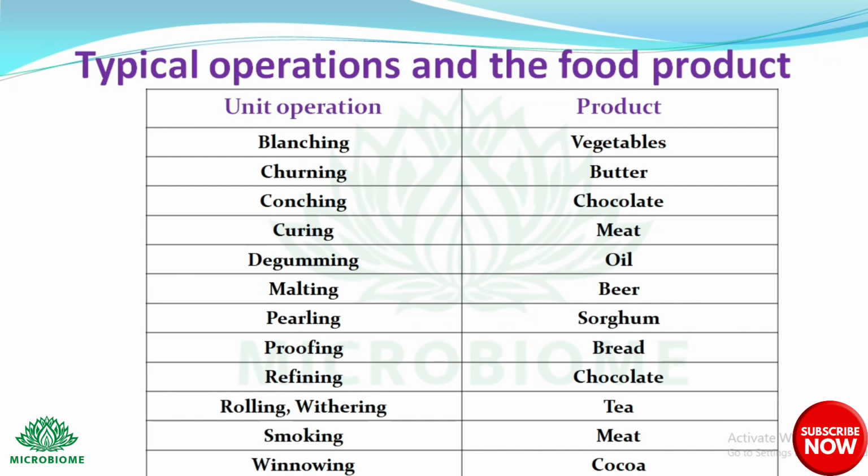Next, typical operations and the food product. Blanching is done in vegetable, churning in butter, conching in chocolate, curing is done in meat, degumming in oil, malting in beer, pearling in sorghum, proofing in bread, refining in chocolate, rolling and withering process done in tea, smoking in meat, winnowing in cocoa.